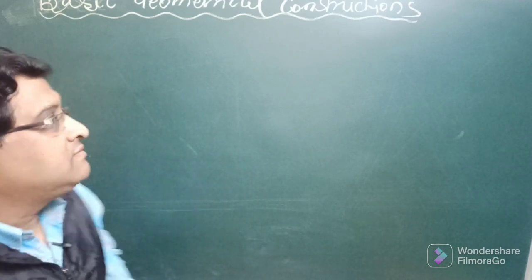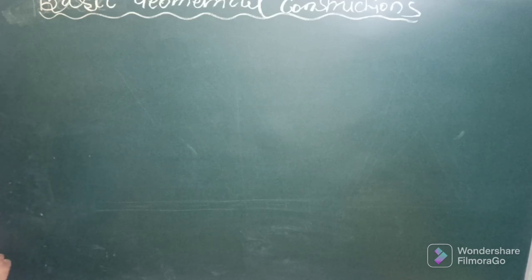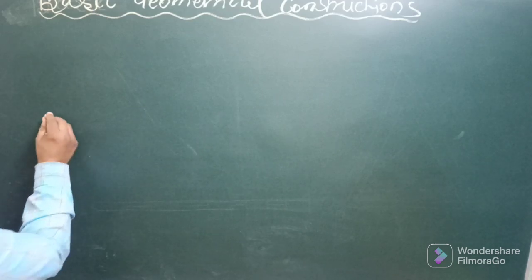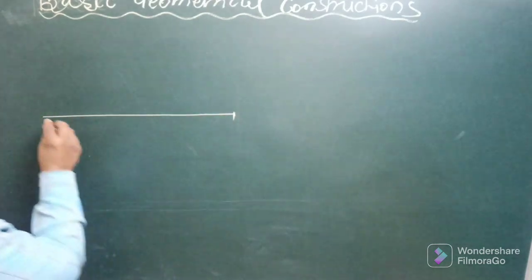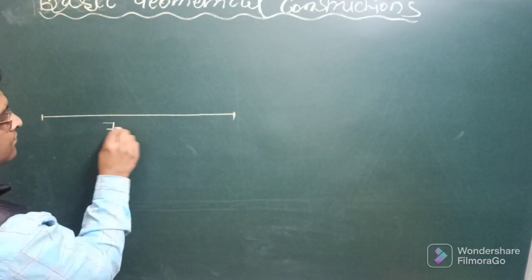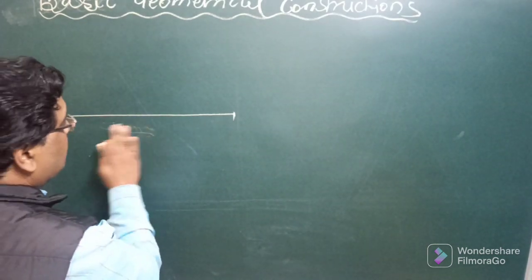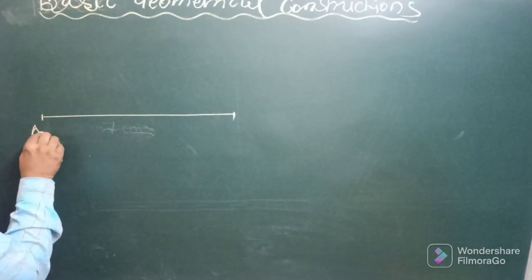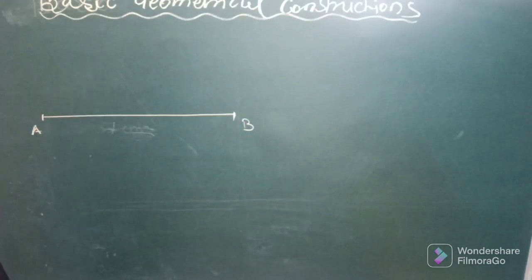So let us start. First we will find out how to bisect a straight line. Say you are given a straight line equal to say 7 centimeter or any length. You can take any length, right? So this is a 7 centimeter line, or any length of the line is given to you, and you have to bisect this line into two equal parts.